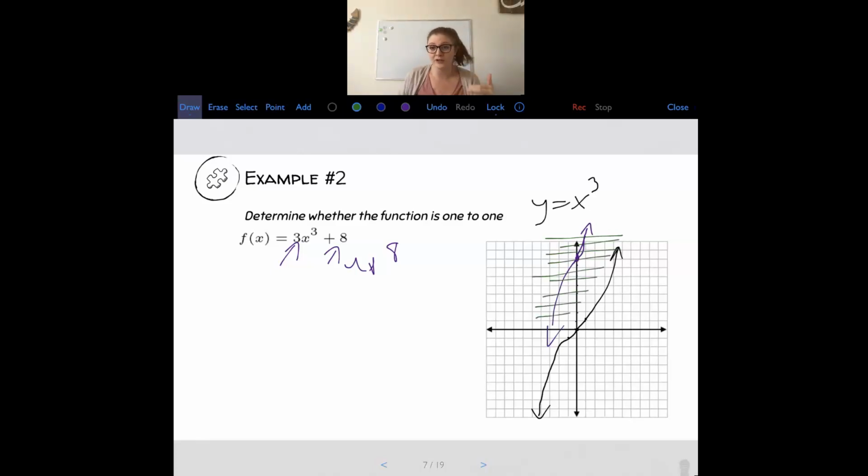Okay, now I'm only looking at the purple. The black was just a reference of y equals x cubed so that we could graph f of x. Okay, so yes, this one is one-to-one.